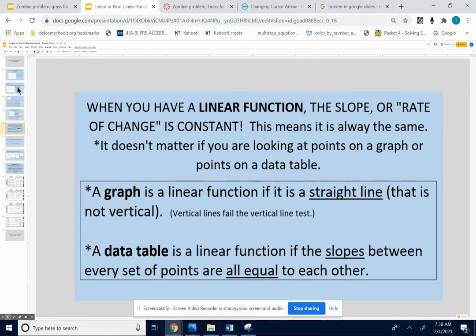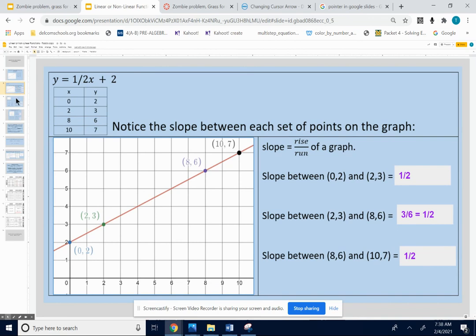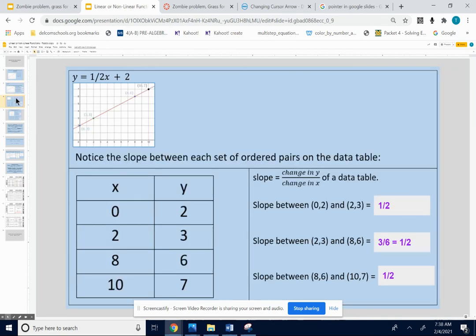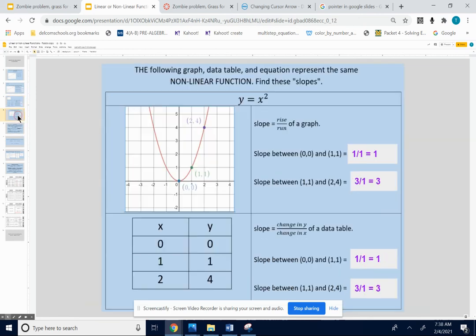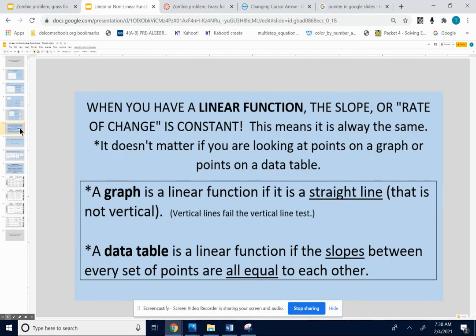So let's back up just a second so I can explain this better. With the linear function y equals 1/2 x plus 2, we got change in y over change in x. It always turned out to be 1/2 between these 2 points, between these 2 points, and between these 2 points. But when we did the same thing on a nonlinear function, the slopes ended up being different answers. I'll look at the other parts of this lesson in another video.